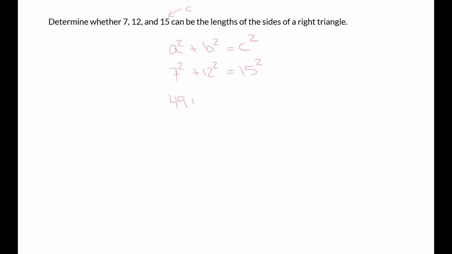So 49 plus 144 equals 225. When I add those together, I get 193, which is not equal to 225. So the answer is no.